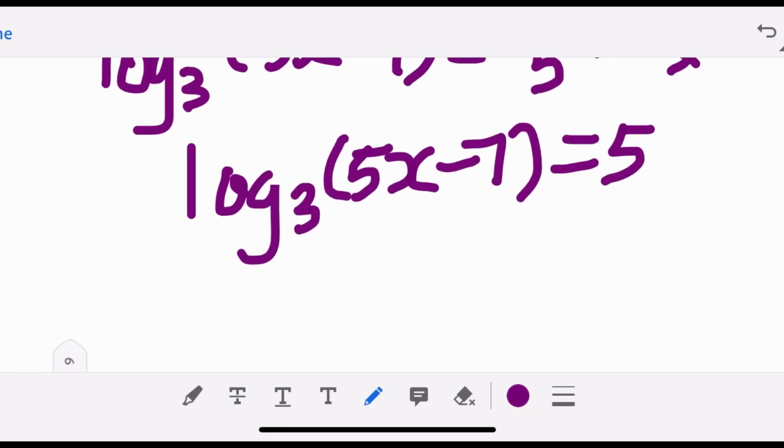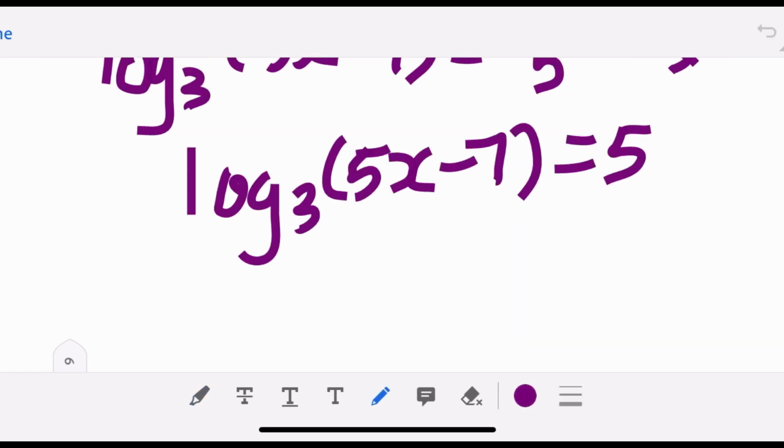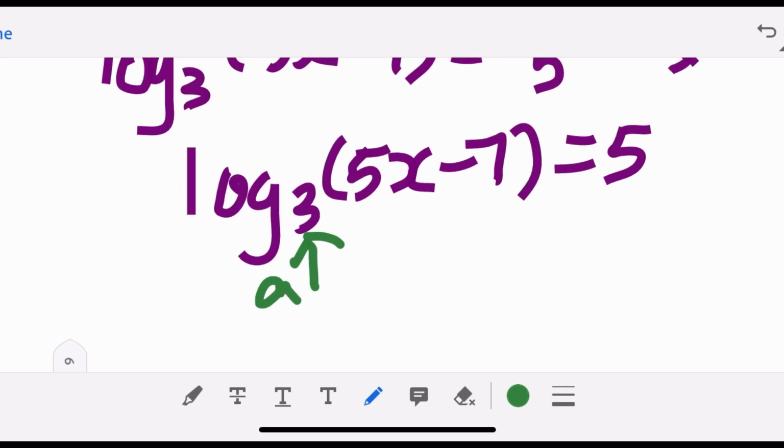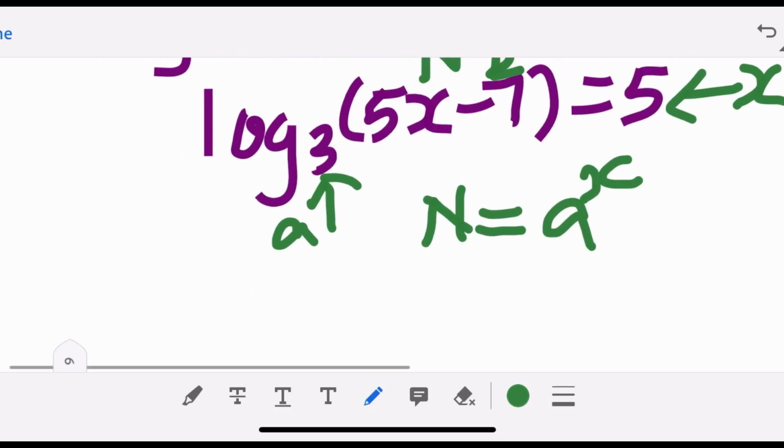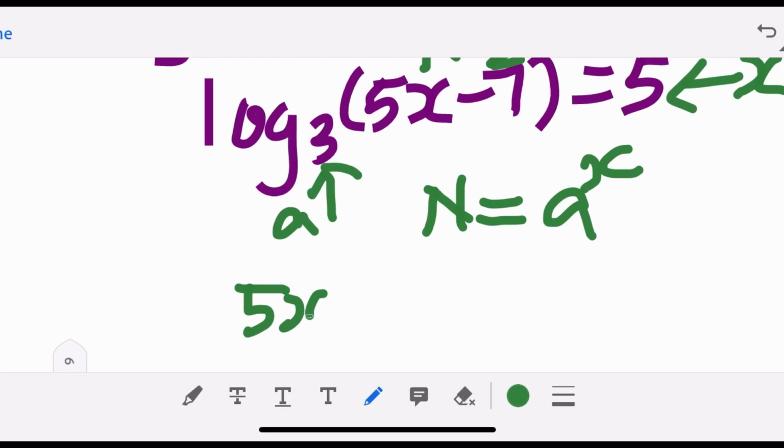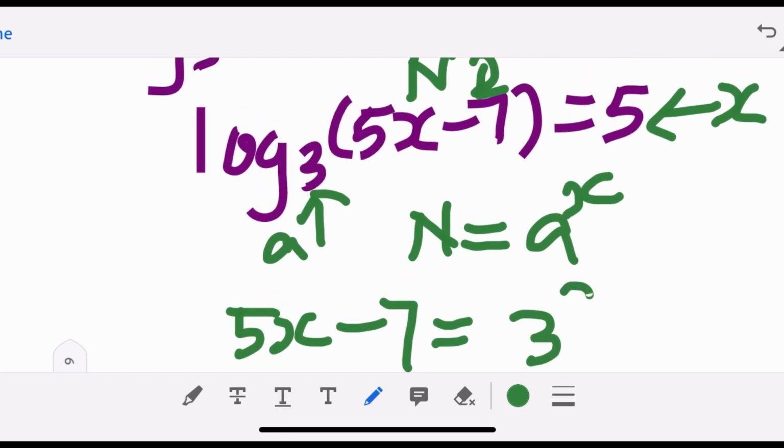Now we are having another one like just now. We have the base a, which is 3. We have the n, which is the 5x minus 7. And we have the x, right? So we use n equal to a power x. So 5x minus 7 is equal to 3 power 5, right?